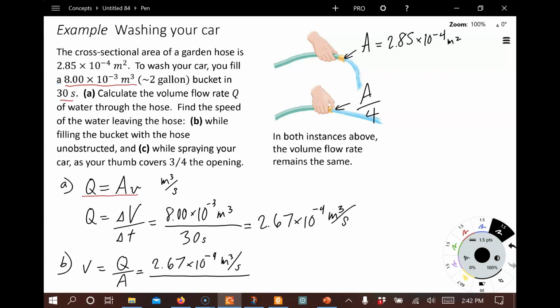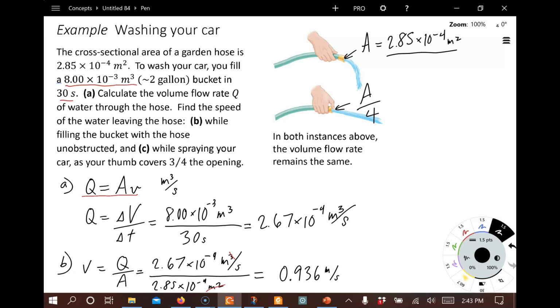Divide by the area unobstructed, 2.85 times 10 to the -4th meters squared. And that gives us a speed. You can see that the meters cubed and meters squared will cancel to give us meters per second, and the speed comes out to be equal to 0.936 meters per second.